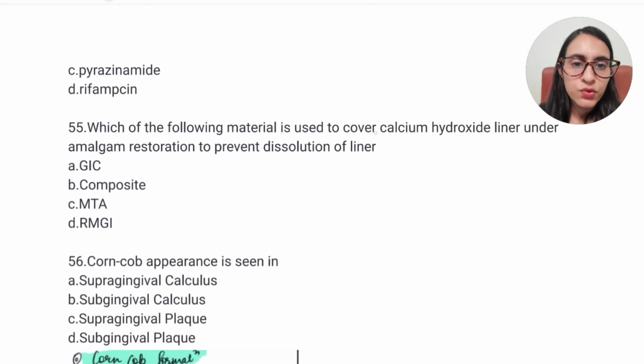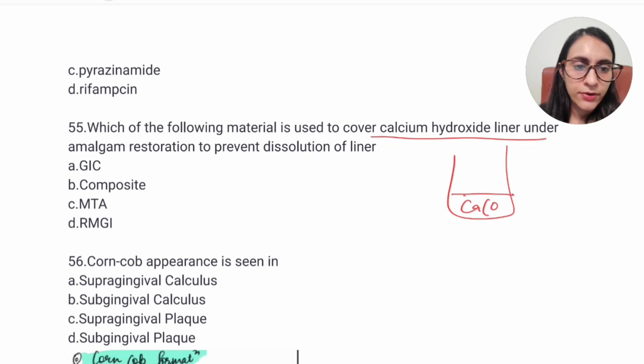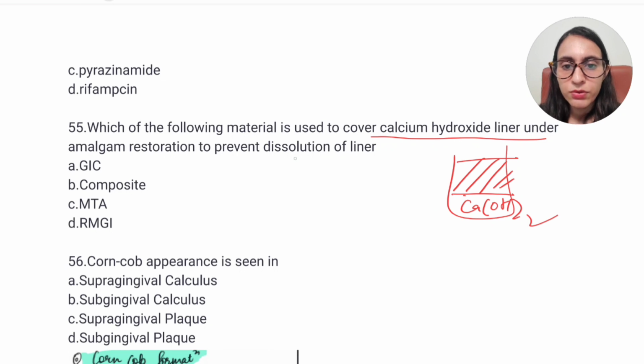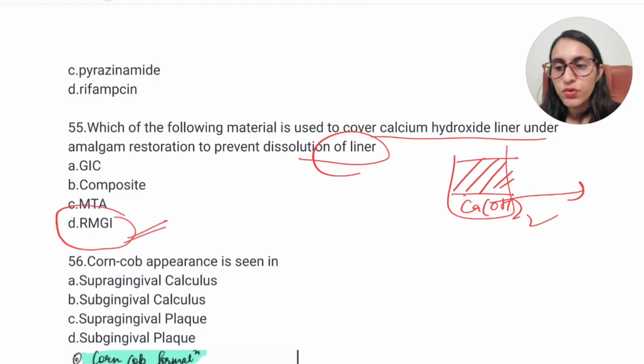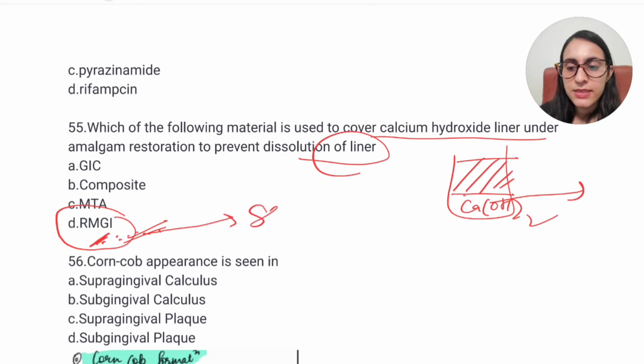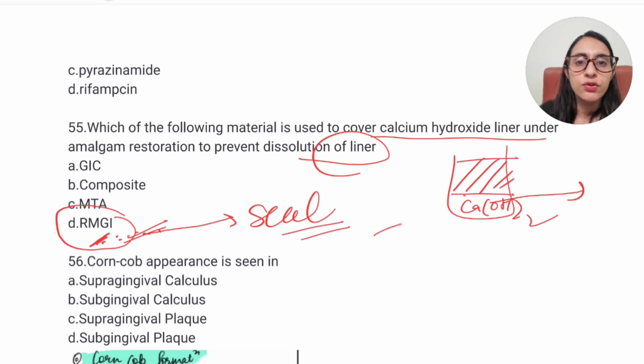The next question, which of the following materials is used to cover a calcium hydroxide liner? If this is a calcium hydroxide liner under an amalgam restoration, which material is used to cover it to prevent dissolution of the liner? We know that calcium hydroxide dissolves very easily. So what is the cement that you use? It is resin modified glass ionomer cement that is used to cover a calcium hydroxide liner under the amalgam restoration, because this resin modified GIC provides a seal and prevents the dissolution of the calcium hydroxide liner.